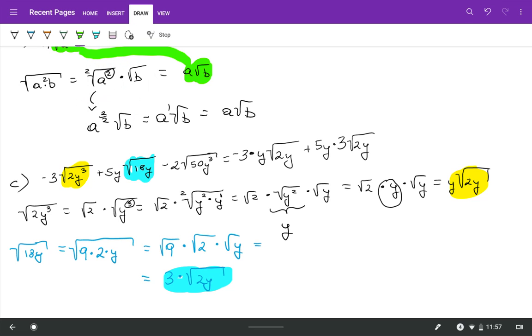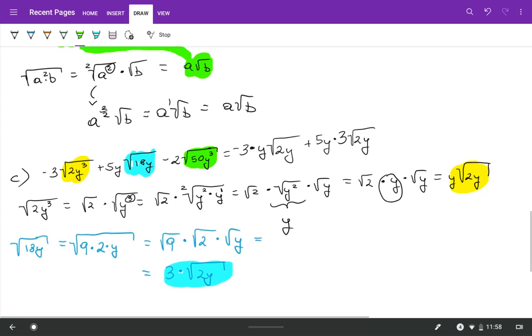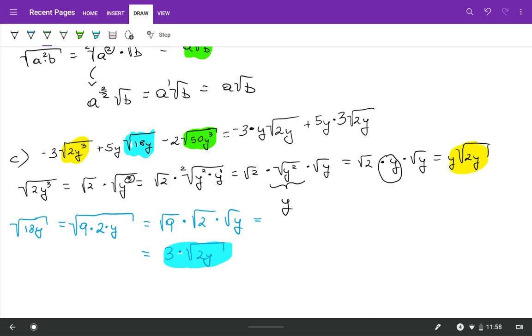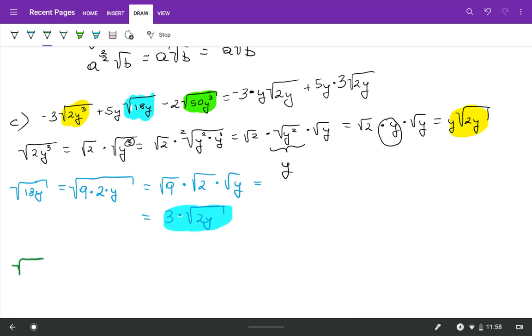Okay. And next I'm going to simplify the radical of 50y cubed. Square root of 50y to the third power. So let's simplify that. 50, let's rewrite as a product of 25 times 2, because we know what the square root of 25 is. Y to the third power, you can rewrite as y to the second power times y to the first power. And why do I pick y to the second power? Because the square root of y squared is just y.